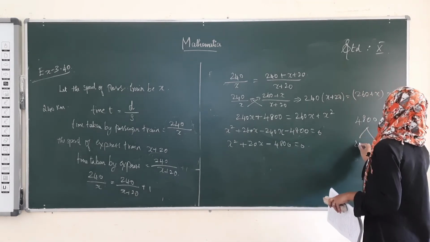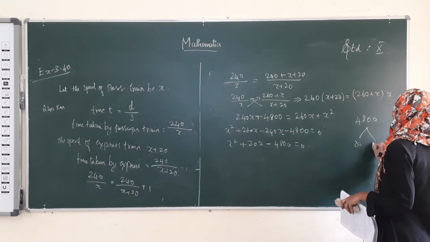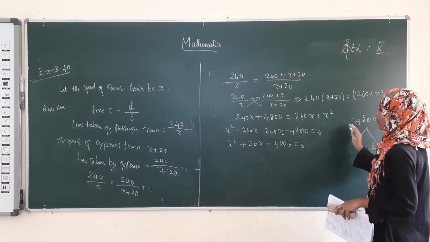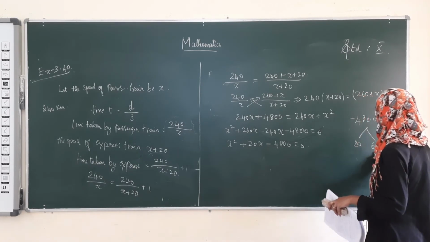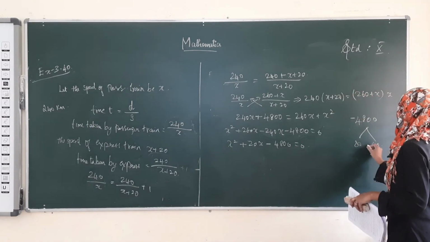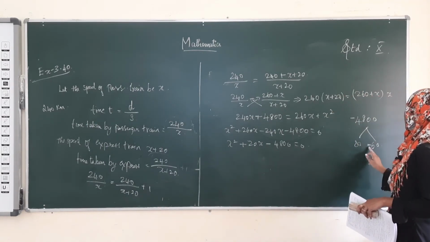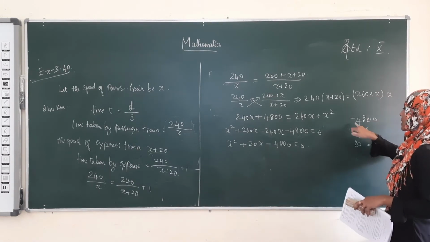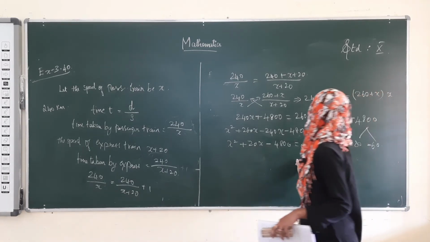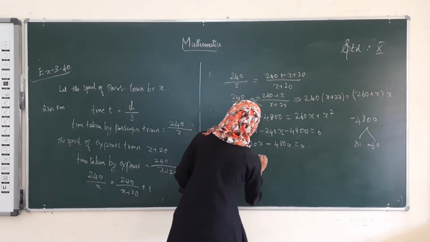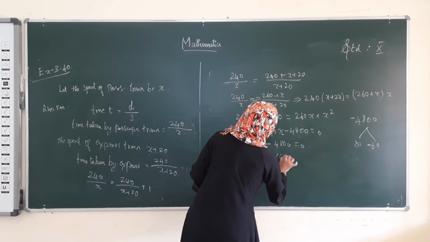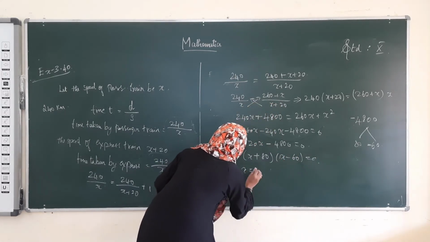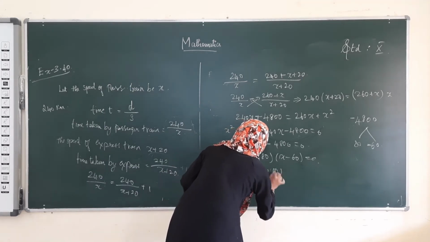See here, we know 8 6s are 48, right? 80 into 60 is 4800, but we have minus 4800 here. While adding this we should get plus 20. Therefore, the minus comes here. So 80 minus 60 is plus 20 and 80 into minus 60 is minus 4800. Therefore, this can be written as x plus 80 into x minus 60 is equal to 0. Therefore, x will be equal to minus 80 or plus 60.